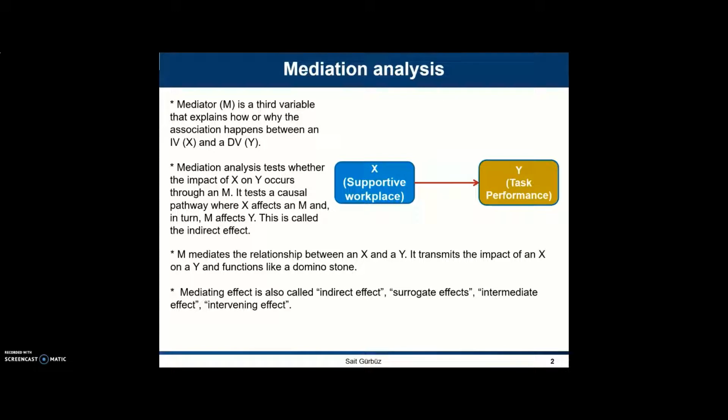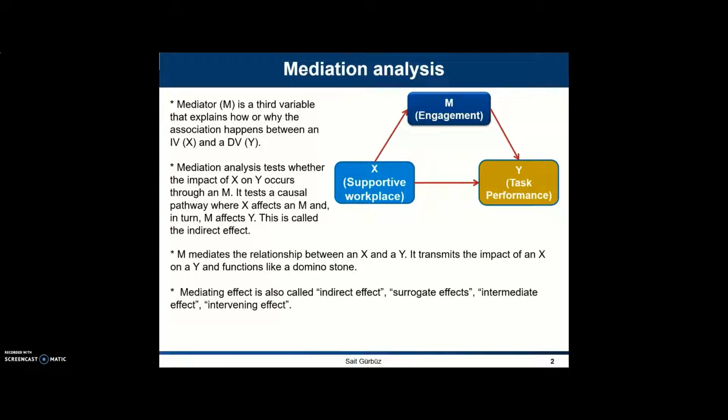Let's say we have supportive workplace and task performance as the independent variable and outcome variable. So supportive workplace is positively related to task performance. But why does supportive workplace impact task performance? Or what is the mechanism between the supportive workplace and task performance? I think work engagement could be a good mediator between the supportive workplace and task performance.